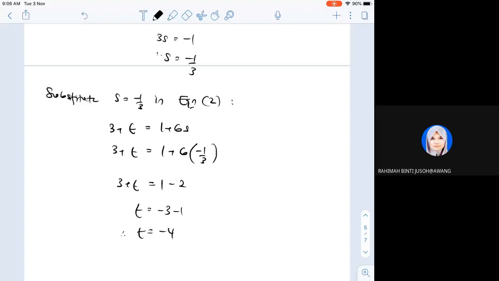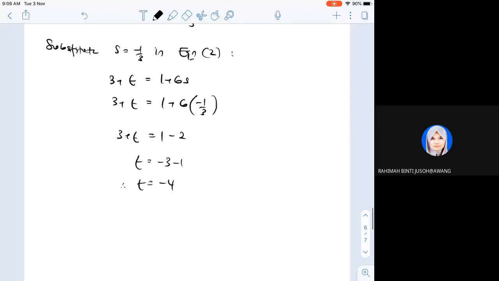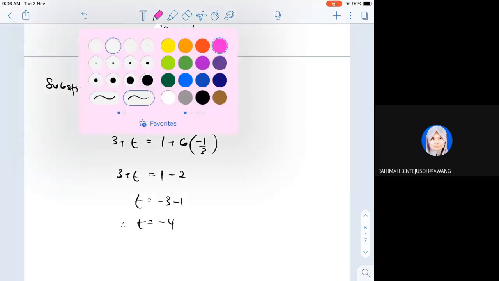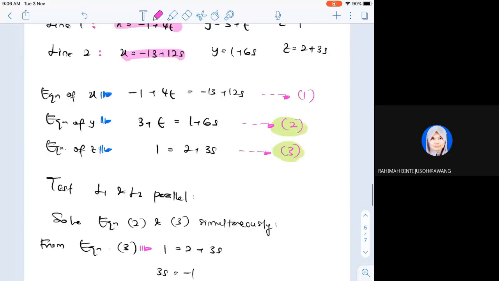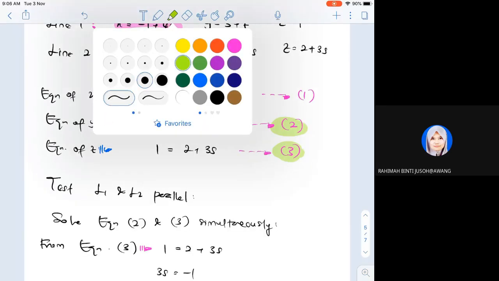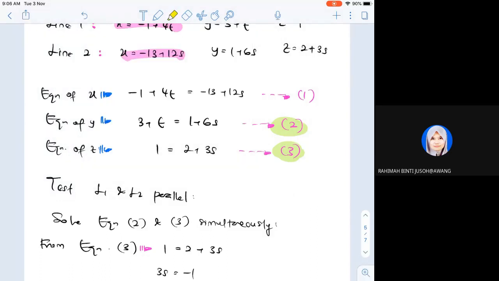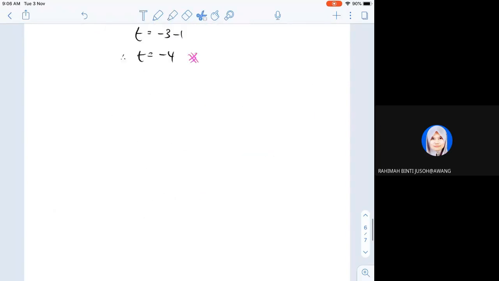So now we already have the values of t and s. What we should do is substitute these two values into the first equation, because we already solved simultaneous equations 2 and 3, so we test in equation 1. Do they fulfill equation 1? Alright, so let me copy this. From equation 1.